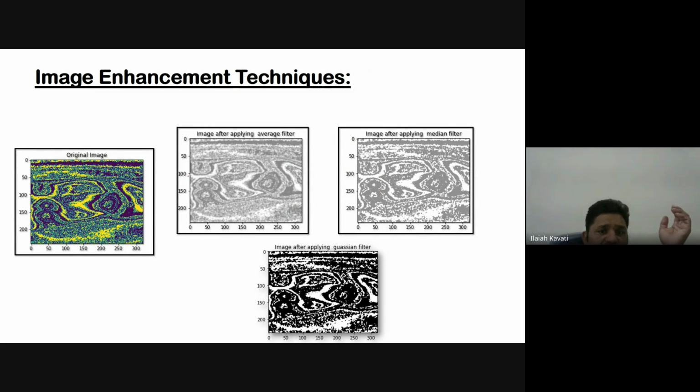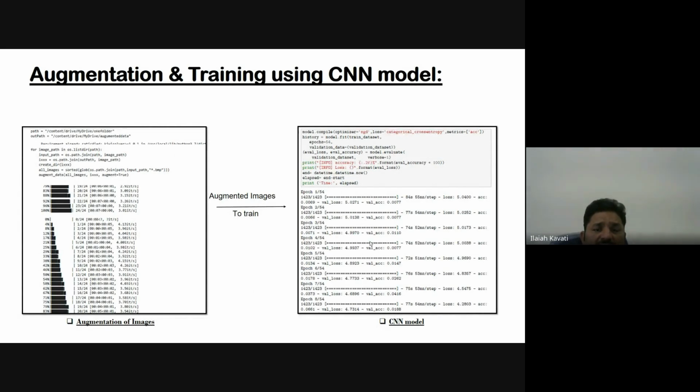And some image enhancement techniques, like applying an average filter, median filter, Gaussian filter, are used to improve the quality of the image. Now, this is some training using a CNN model. Here the finger vein data set is very small, around 500 images. But to train a CNN model, we require a huge amount of data, right? So some data augmentation will be done for training the model.